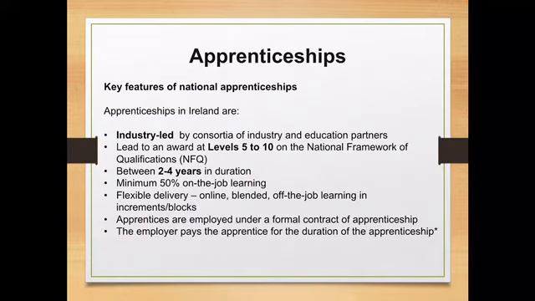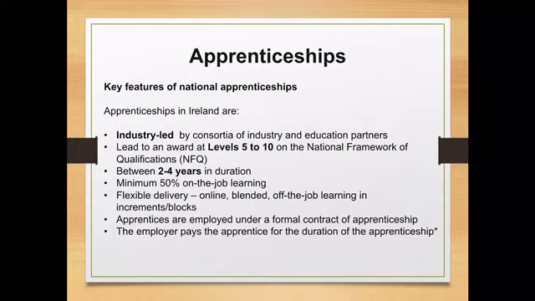Apprenticeships are generally industry-led, and they are awarded between level 5 to level 10 on the National Qualifications Framework. They generally last between 2 and 4 years, and there's a minimum of 50% on-the-job training. There is a flexible delivery of online, blended and off-the-job learning in increments and blocks. So in other words, you may be 20 weeks on the job, 20 weeks off the job in a college or a training centre for your specific chosen career.